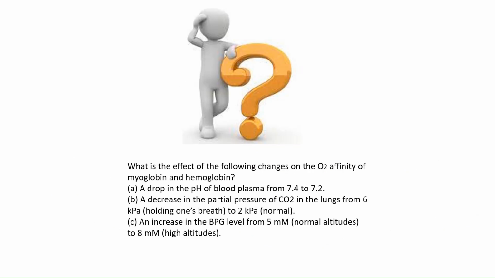Now, one question from my end for you all. What is the effect of the following changes on oxygen affinity of myoglobin and hemoglobin? A drop in the pH of blood plasma from 7.4 to 7.2, a decrease in the partial pressure of carbon dioxide in the lungs from 6 to 2, an increase in the BPG level from 5 to 8.